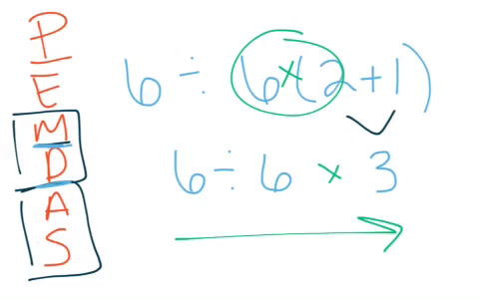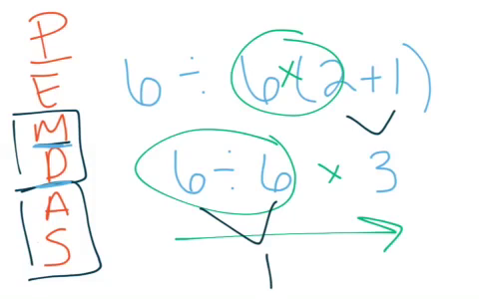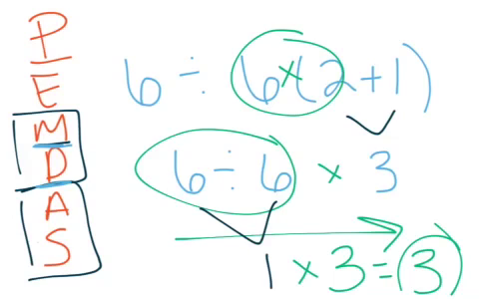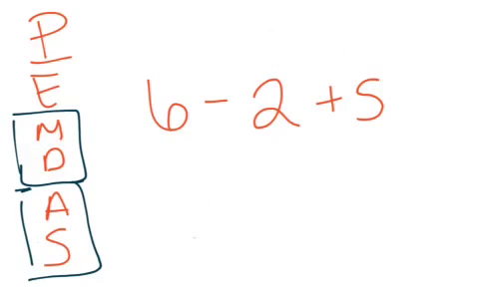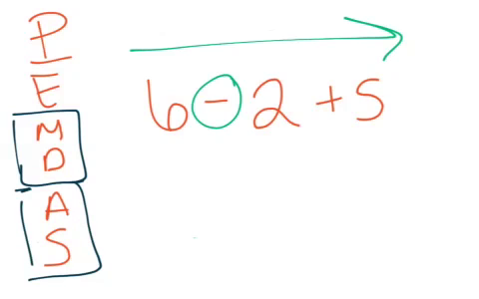So I'm going to take what's on the left first, which happens to be division. 6 divided by 6 is 1. Then I follow my multiplying by 3, and we get our answer of 3. The same is true for adding. If I have 6 minus 2 plus 5, I'm going to go from left to right again and start with subtraction, even though when we use our little hint code over here, the A is first.